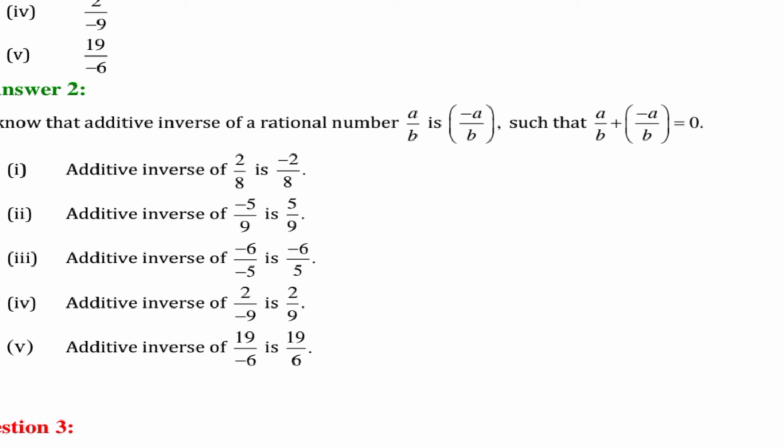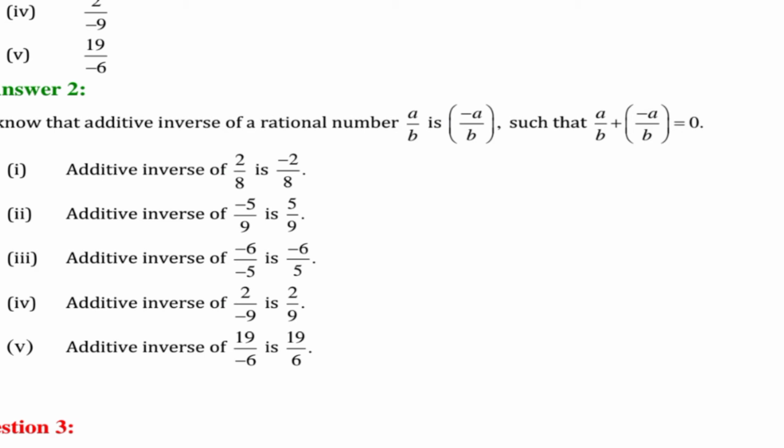Okay, so we know that the additive inverse of a rational number, say a by b, will be minus a by b, because a by b, when added to minus a by b, will give 0 as the answer, right? In the same way, the first part: what is the additive inverse of 2 by 8? It will be minus 2 by 8.